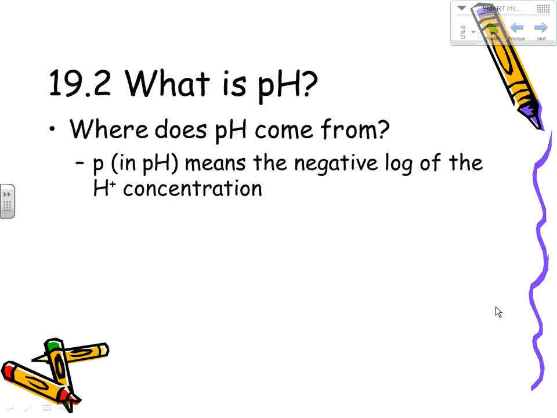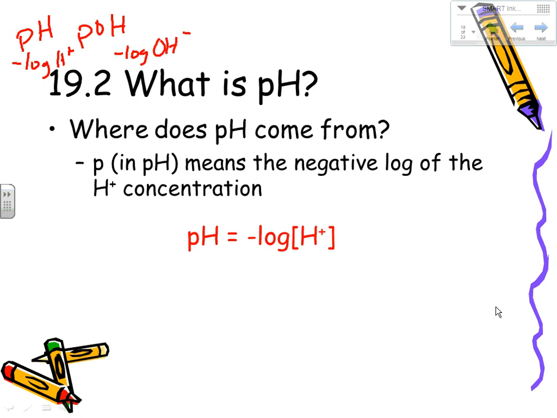Anytime you see a P, so technically, I can have pH, I can also have POH, meaning the same thing. The P part of it means negative log of. So this would be the negative log of the H plus, and this would be the negative log of the OH minus. So P always means the same thing, negative log of. And since we're talking about pH here, that would be the negative log of the H plus. So literally, if I want to calculate pH, I would take the negative log of the H plus concentration.